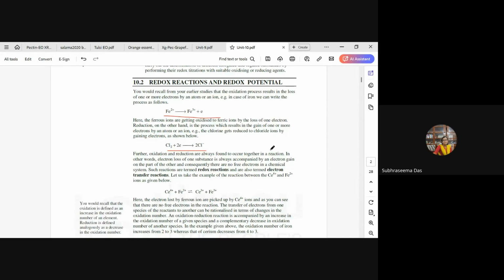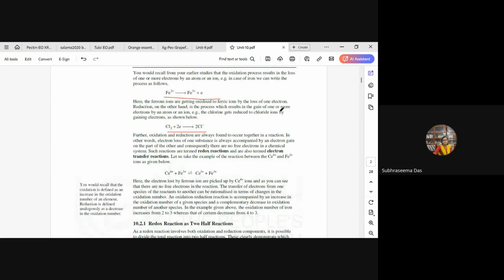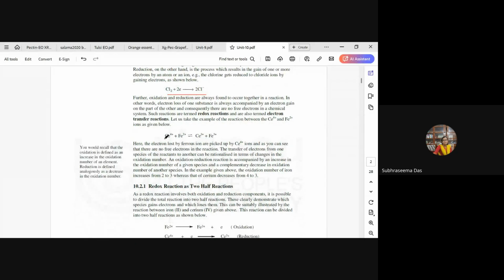The number of electrons involved in this process is 2. So looking at these equations, we can say that oxidation and reduction are always found together in a reaction. That is, electron loss of one substance is always accompanied by electron gain in another. Consequently, there are no free electrons in a total chemical system. Reactions where both oxidation and reduction are present simultaneously are called redox reactions, and sometimes also electron transfer reactions. Let us look into this example given here: Ce4+ plus Fe2+ becomes Ce3+ plus Fe3+. Here the electrons lost by Fe2+ are picked up by Ce4+.